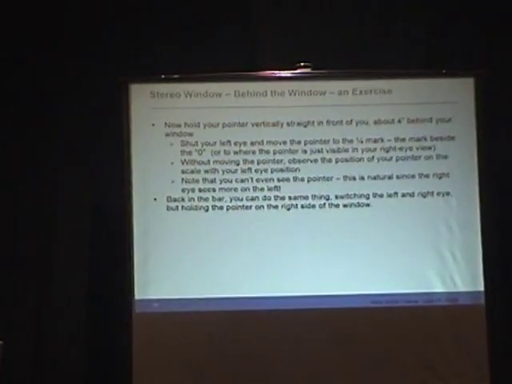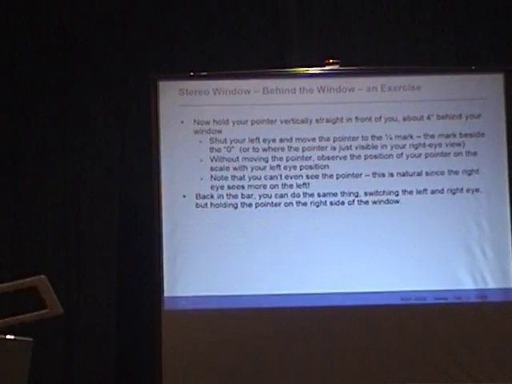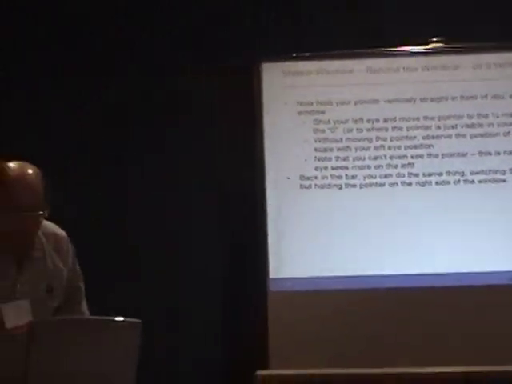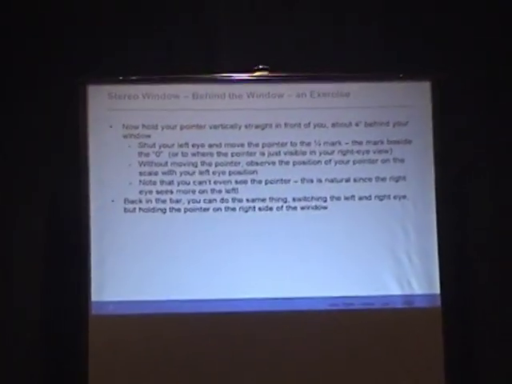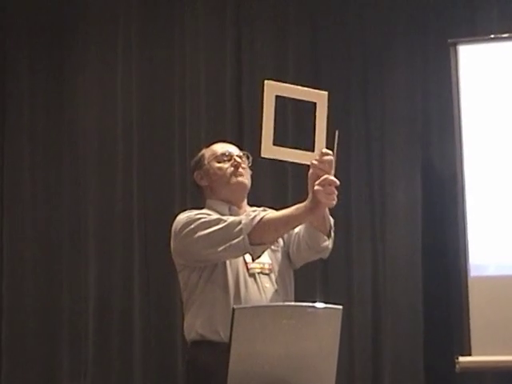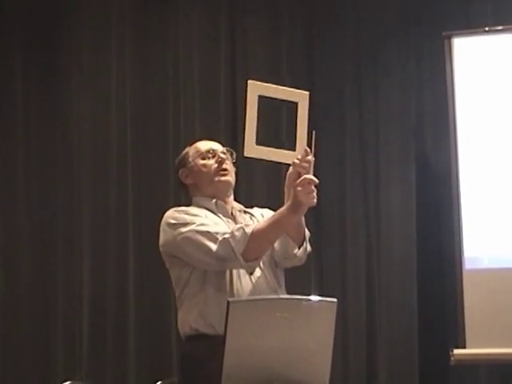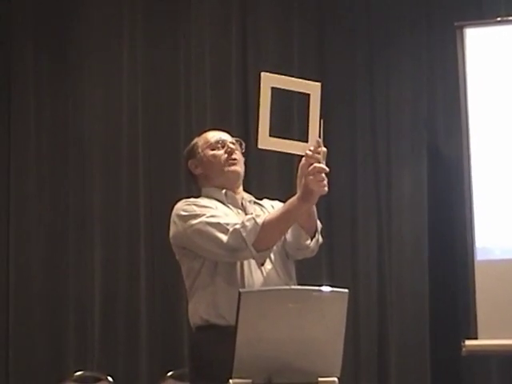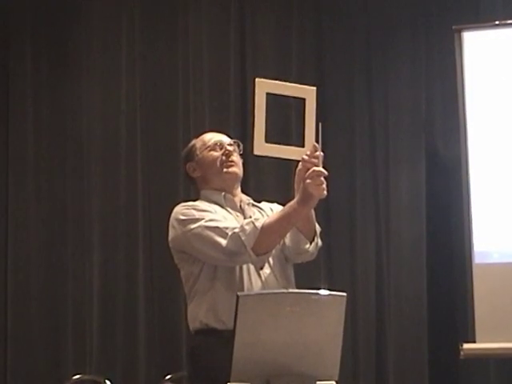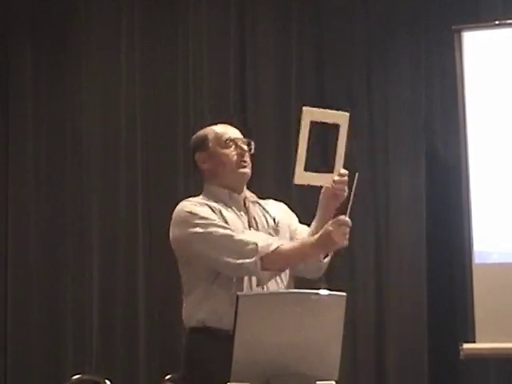Now I got an exercise, just like in math books. This is a tricky thing. What you're going to do is something like this. You're going to move this. You're going to take a right eye view. So close your left eye, move your pointer over to about 1/4 so it's just visible. Now do a left eye view. You lose it, right? You lose, but does it bother you when you look at it like this?